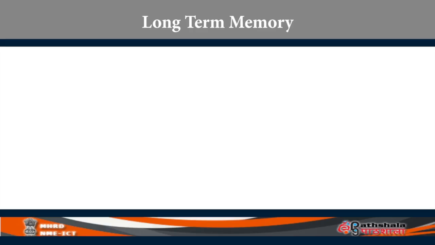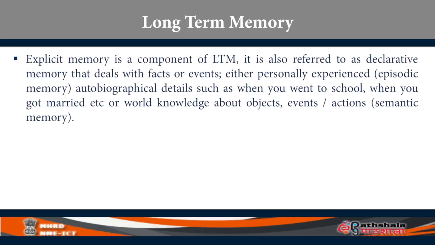Look at this, the explicit memory component of the long term memory, which is also referred to as declarative memory, deals with facts and events, which is episodic memory, about autobiographical details like your birthday or your marriage day or the day you went to school and things like that. And the other component is the semantic memory. So it is semantic memory which is damaged in semantic dementia.